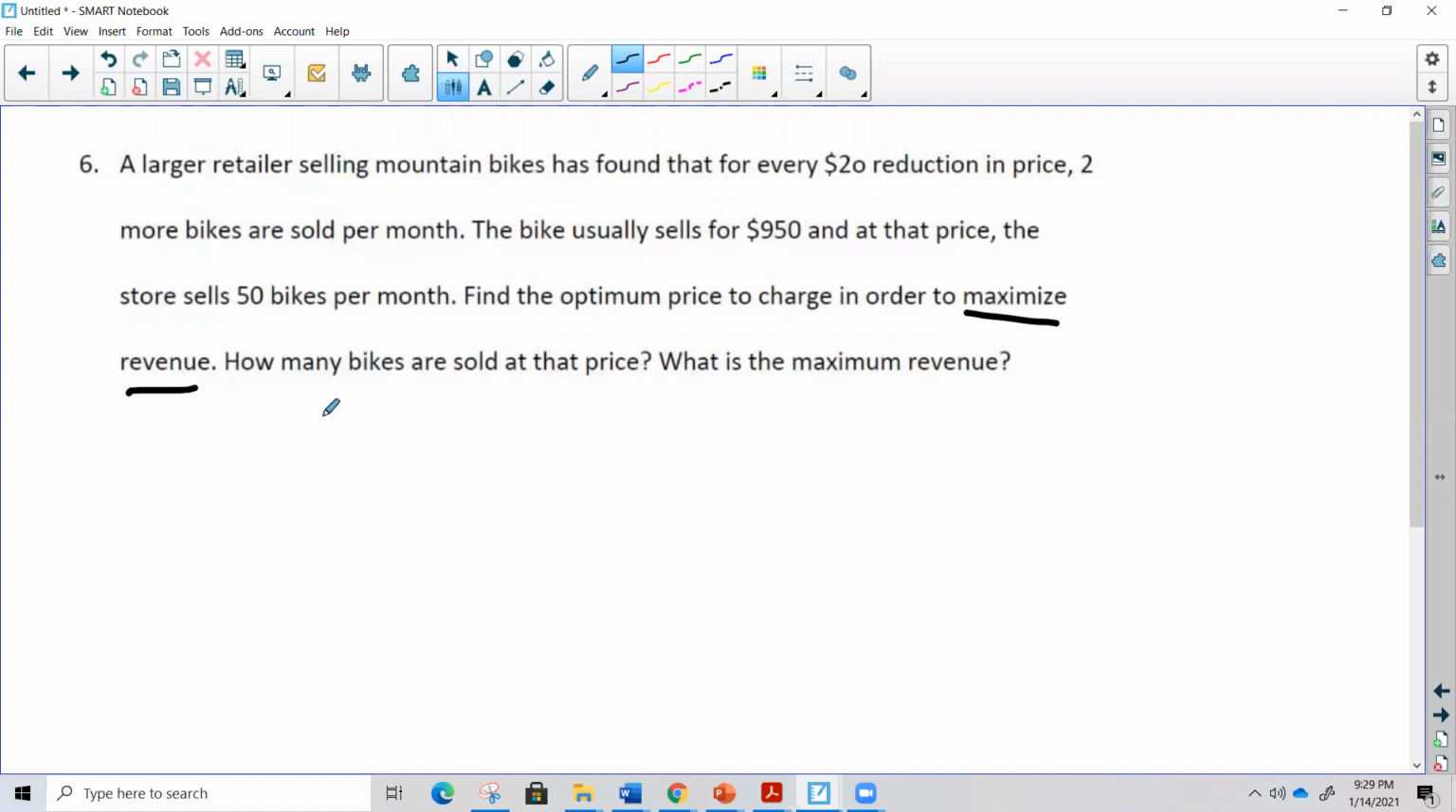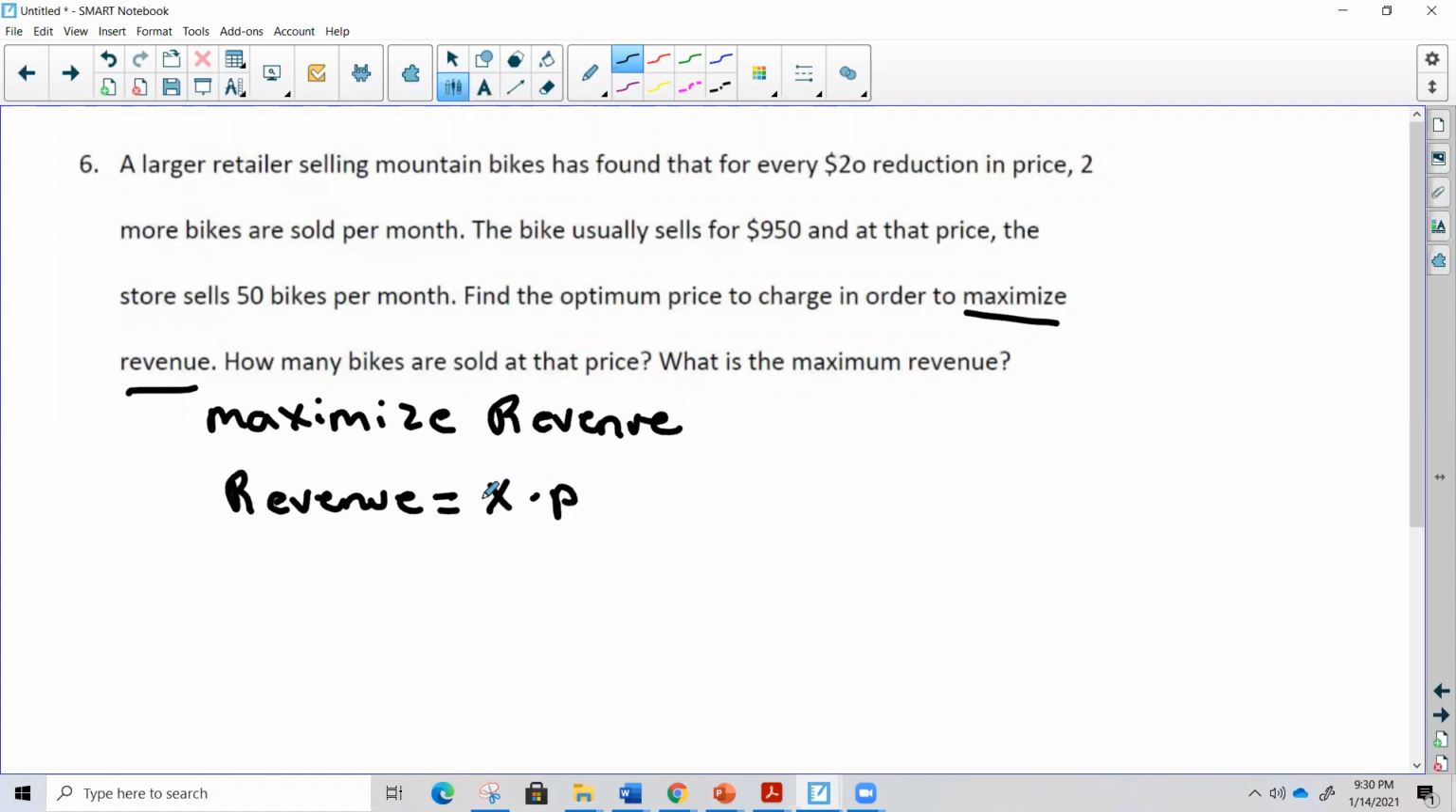Okay, so the whole idea is we need to maximize revenue. So we need a formula for revenue. Now, remember, revenue is equal to X times P, where X is the number of units sold and P is the demand function. So we, or I guess P of X, need the demand function and we need X. So in this case, the units sold are bikes. So X is going to be the number of bikes sold. And then we need a demand function, P of X.